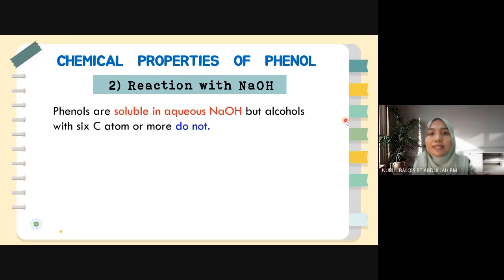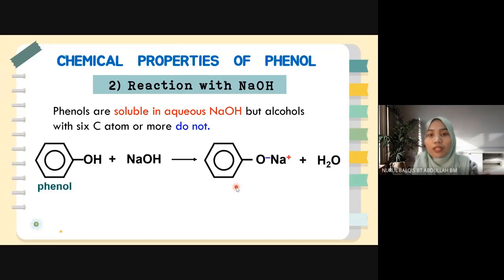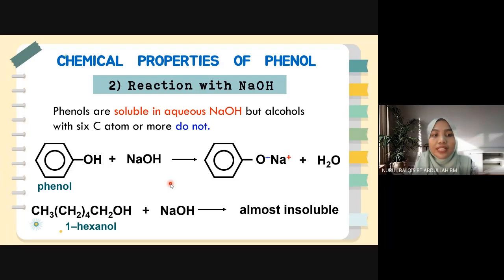This is because the NaOH is aqueous NaOH, and we know that alcohols with more than 5 carbons are no longer soluble. That is the reasoning. So instead of H2, we will get water, because it comes from the OH. We take hydrogen from phenol, we take OH from the sodium hydroxide, then we get this salt, O minus Na. When you have an aliphatic alcohol, it is insoluble, so it cannot react.